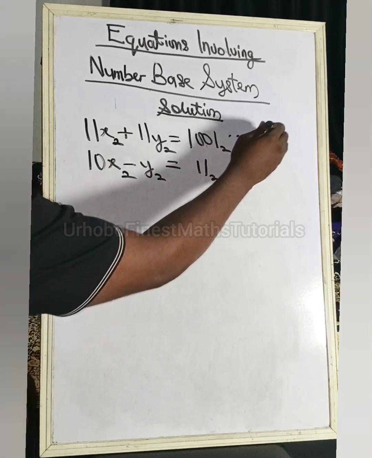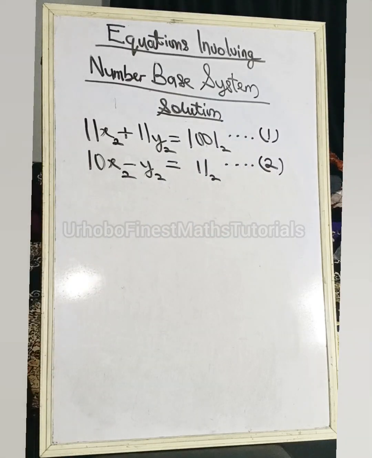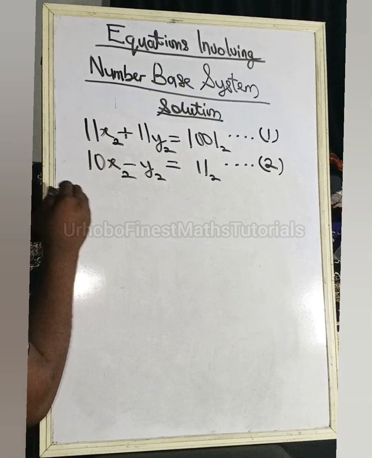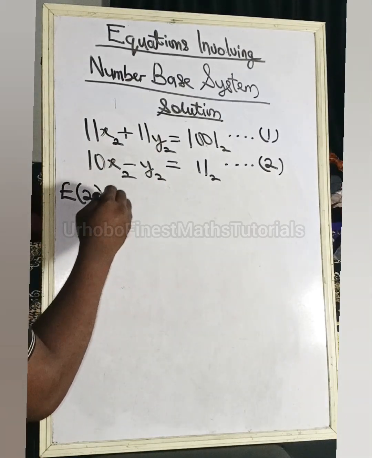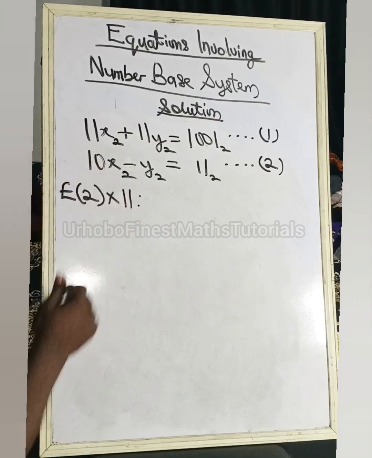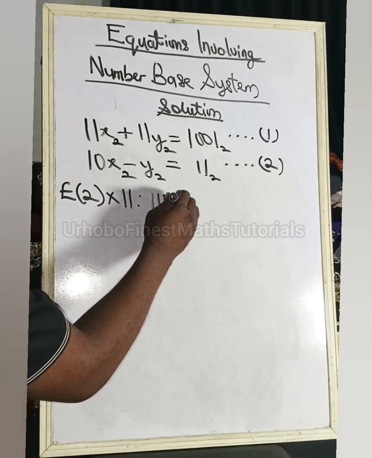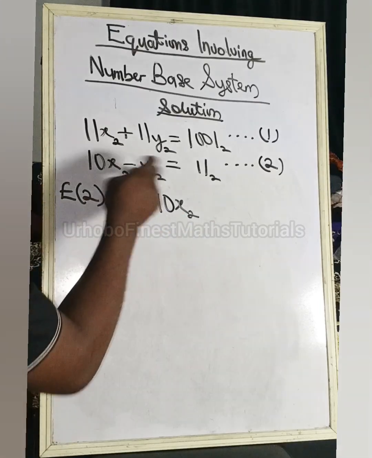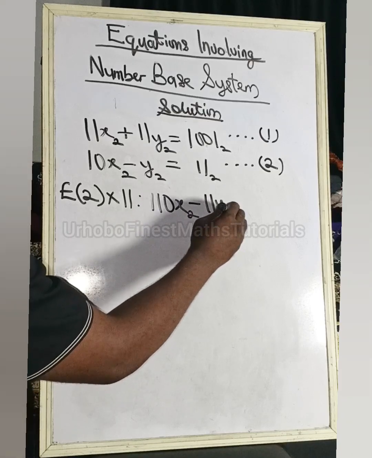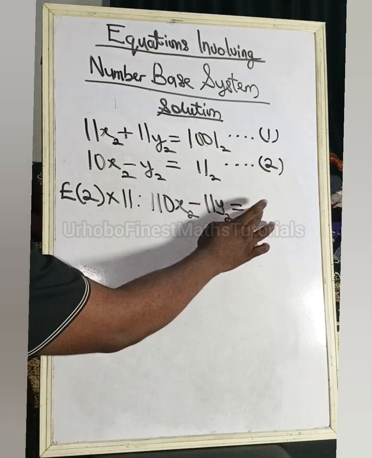So we're going to call this equation 1 and we'll call this equation 2. So next, we're going to say equation 2 times 11. So let's go. Equation 2, I'm multiplying it by 11. Okay. So 11 times 10 is 110. Let me not waste time. 110x base 2. Then 11 times y will give you minus 11y. We're dealing with base 2, equals 11 times 11. If you write 121 here, you are wrong.